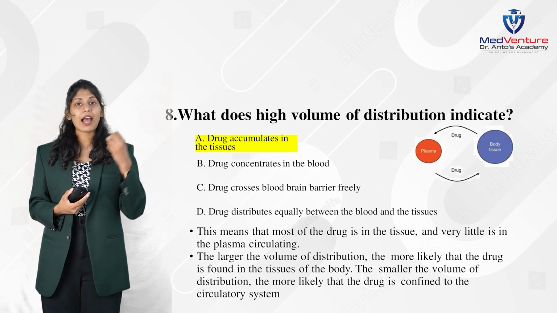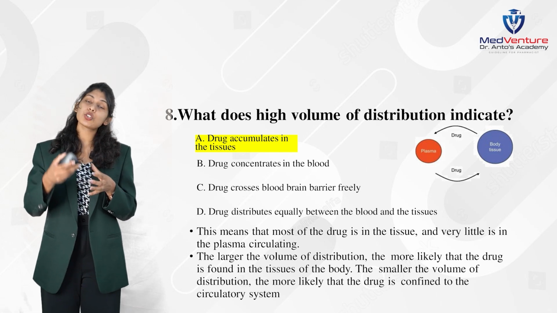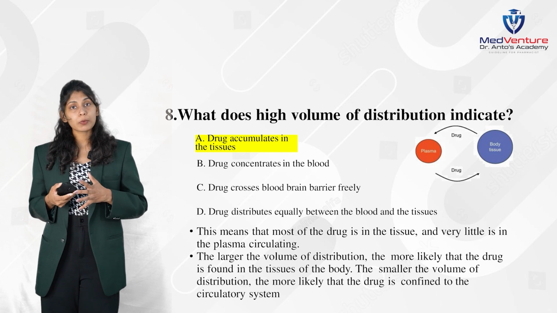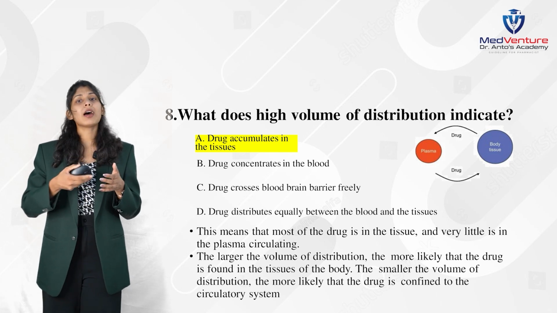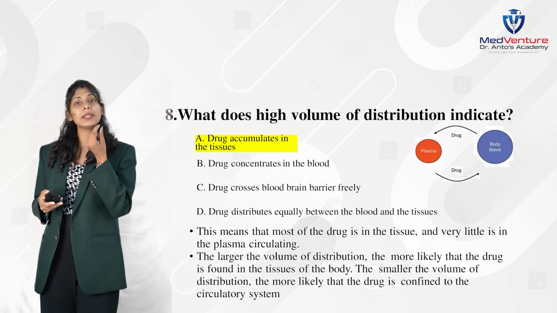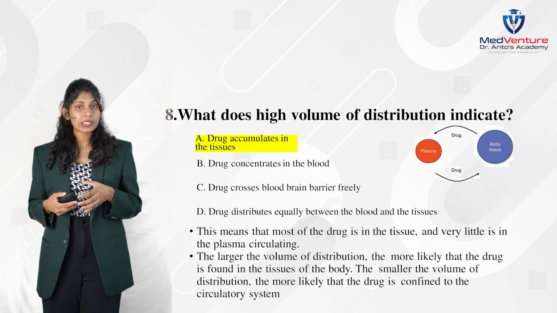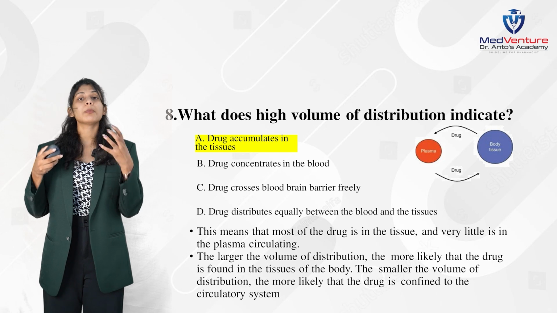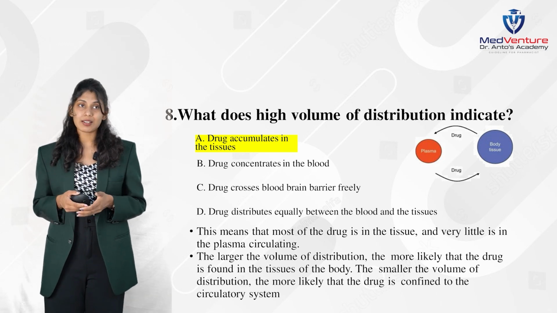After absorption, the drug enters the systemic circulation and then it gets into the different body tissues. If the volume of distribution of a drug is high, it means that more of the drug goes from the blood into the tissues, and only a very small amount remains in the blood. But if the volume of distribution is low, very little of the drug goes into the body tissue and most of the drug stays in the systemic circulation or in the plasma.